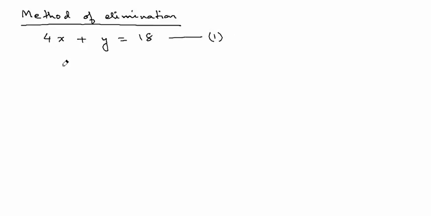We need another equation to find x and y. Let's say the other equation we have is x minus y is equal to 7. Let's call it equation number 2. Now the whole idea of using elimination, or getting rid of one of the variables, is to make sure that the variable we want to get rid of has the same coefficient on both the equations but with opposite signs. So if we want to get rid of x, we need a 4 and a negative 4 on both equations.